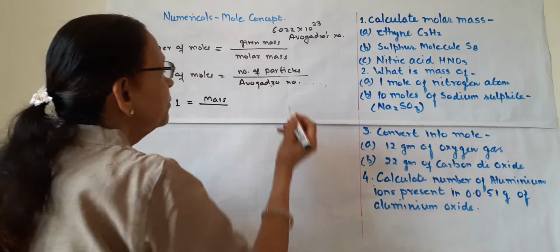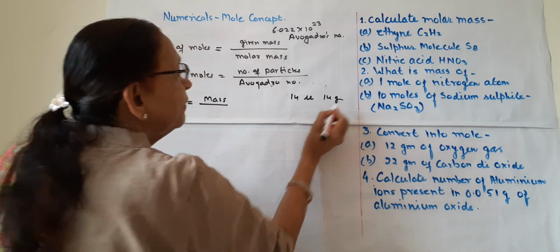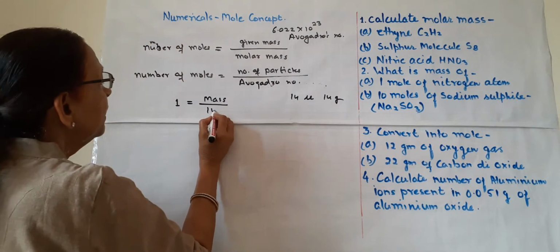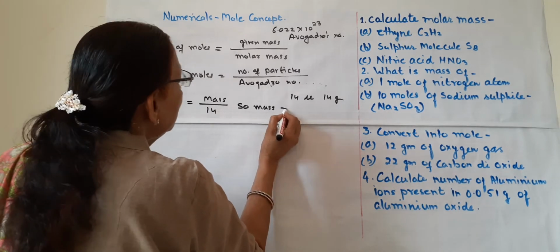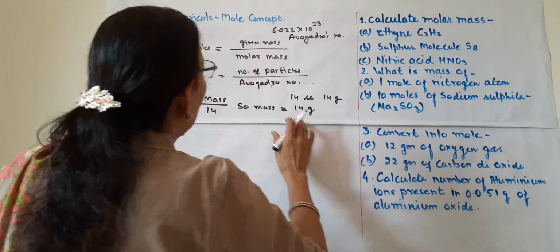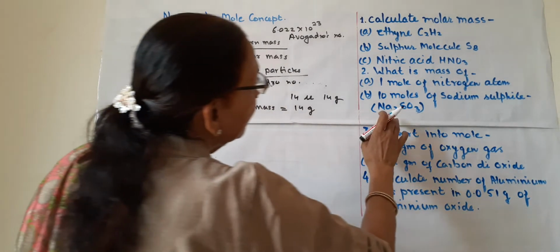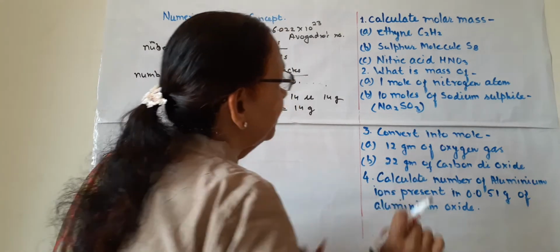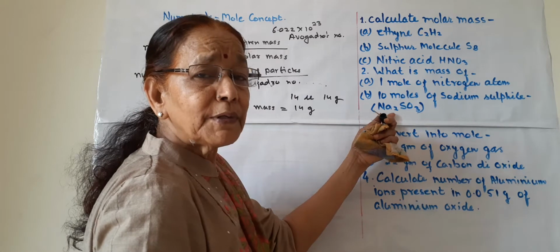Molar mass of nitrogen, 14 is atomic mass. So 14 gram will be molar mass. So mass of one atom will be 14 grams. We can do directly or we can do it by putting this formula. Second, 10 moles of sodium sulfide. So first we should know the molar mass of sodium sulfide.